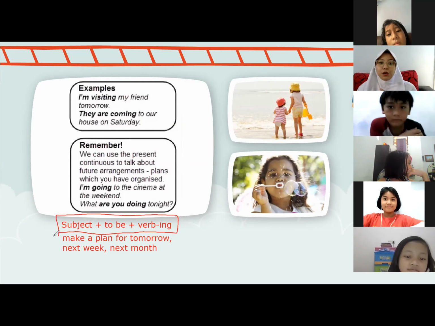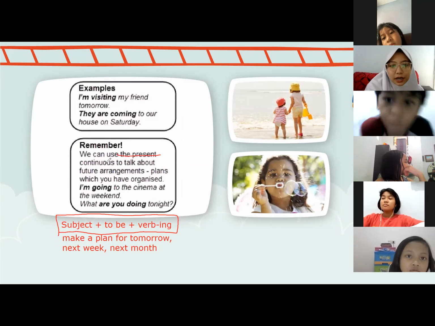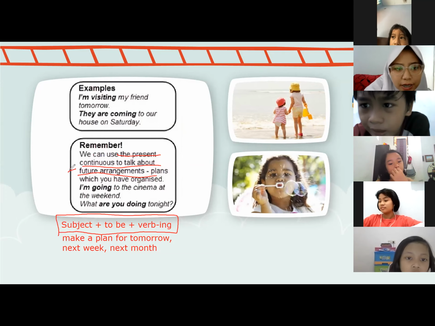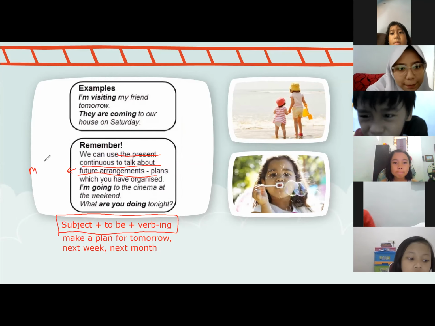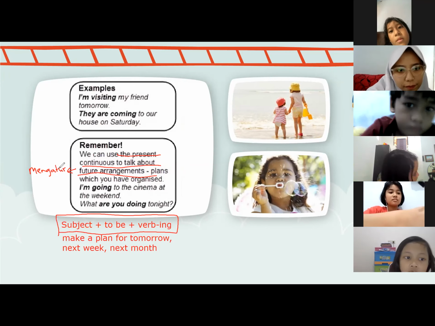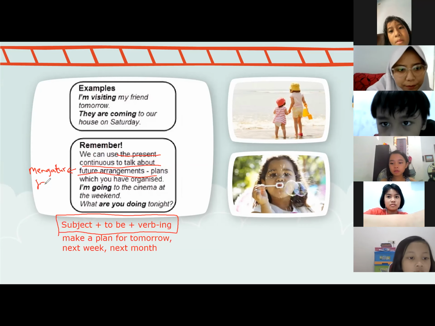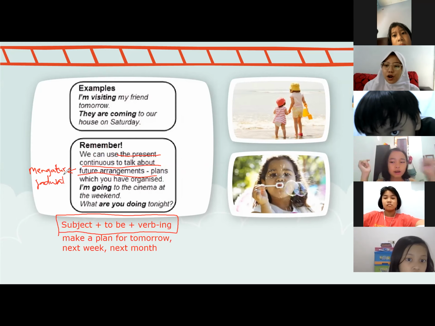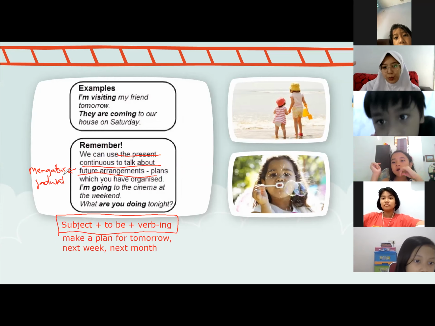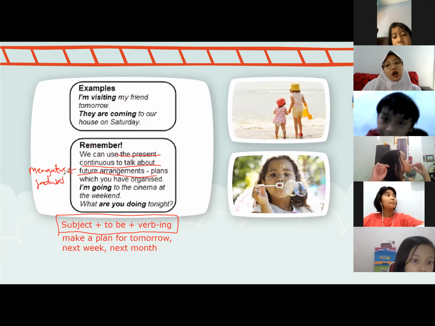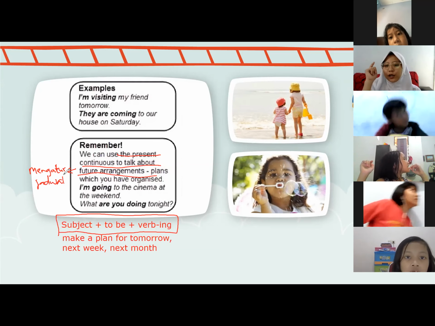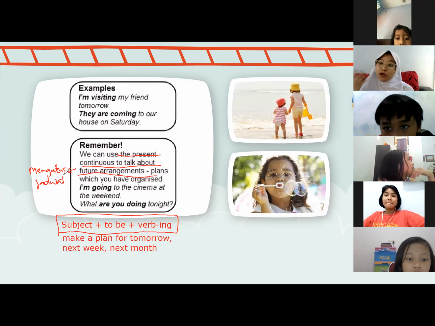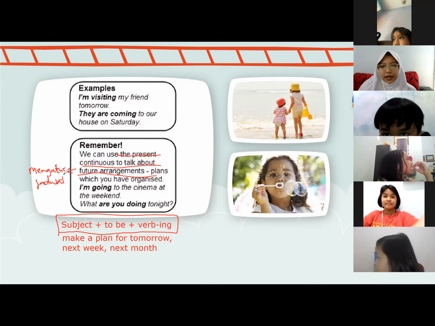Okay. So remember, we can use the present continuous to talk about future arrangements. Future arrangements mean you make a plan or prepare what you are going to do. When? It can be tomorrow or tonight, or next week, next month, up to you guys. So it means in the future time.